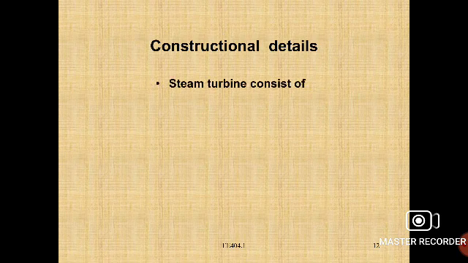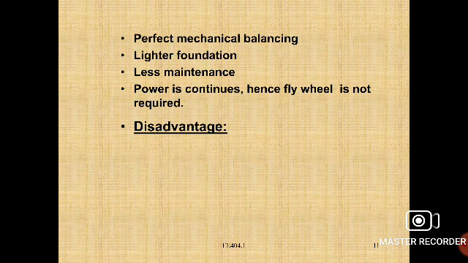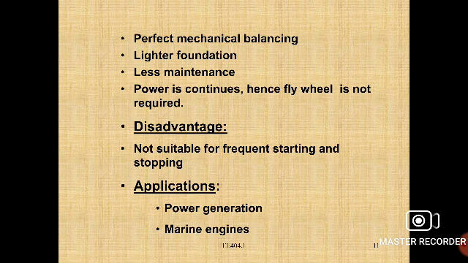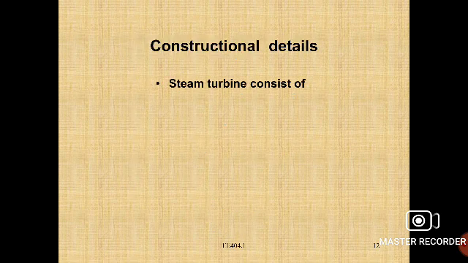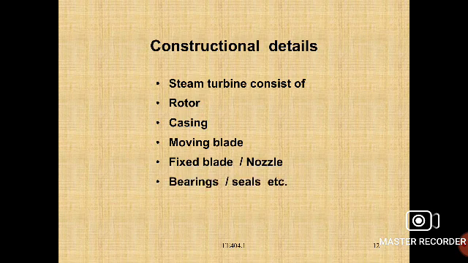So what are the applications? We need to know about the applications in power generation and marine engines. Steam turbines are used in stationary power plants and ship propellers. They are also used for driving high speed machines such as centrifugal pumps, centrifugal blowers, centrifugal compressors, etc. These are the main applications of steam turbines.